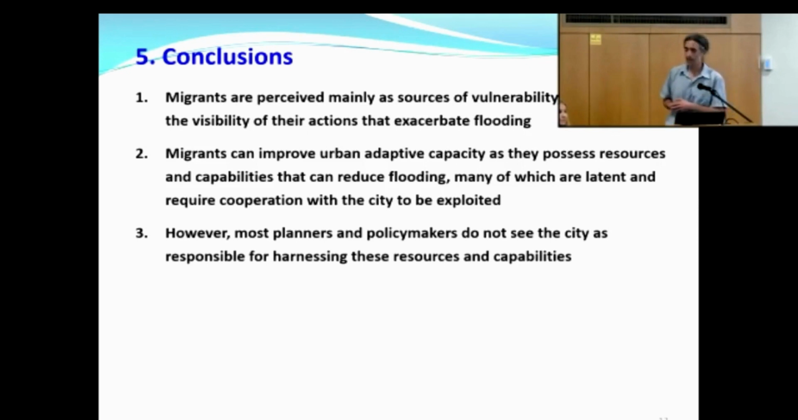But as we saw, the city doesn't really see itself as a relevant player. So migration happens, people arrive into urban areas, but the city basically complains to the central government, help us with it, it's not really our responsibility. And that's a big problem.